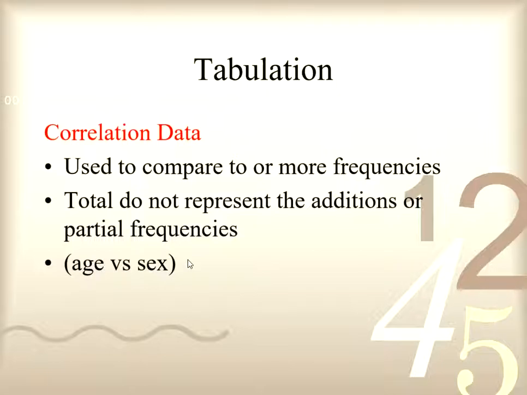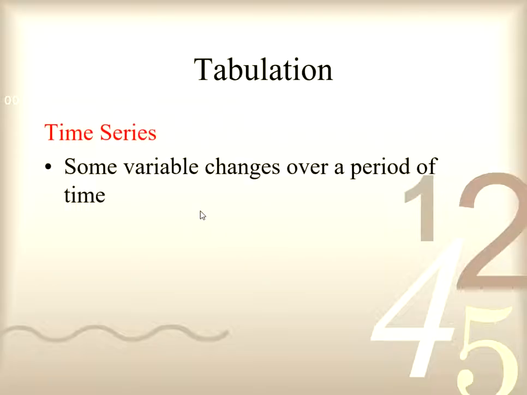So, halimbawa, age versus sex. So, 2 categories. So, pwede tayo up to 4 categories sa isang table. Up to 4 lang. Last, time series. So, some variable changes over a period of time. So, variable versus period of time, or pwedeng variable dito sa isang table, then nandito yung time sa kabila.